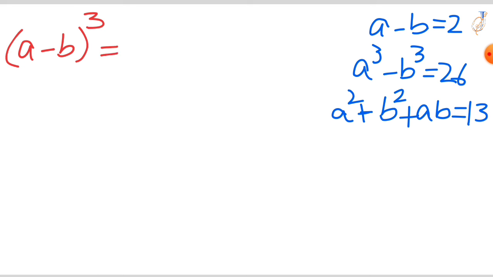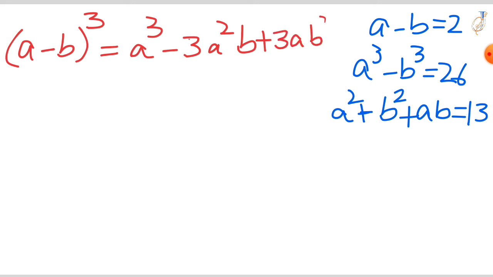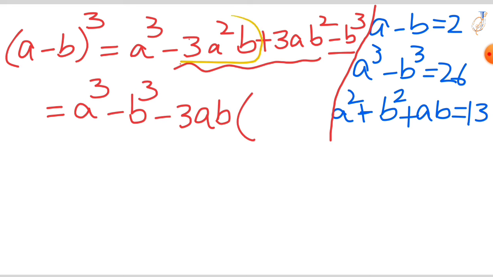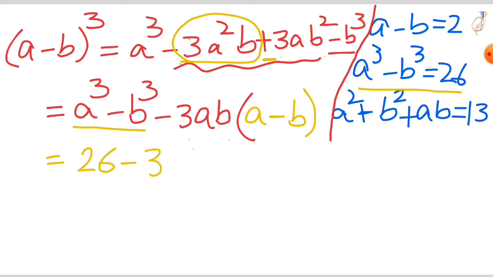So recall the cubic identity, a minus b whole cube. What is the formula of a minus b whole cube? It is a cube minus 3a square b plus 3ab square minus b cube. This we can write as a cube minus b cube, then in the second term take 3ab common, you are left with a. In 3ab square, take minus 3ab as common, then you are left with b. And we know that a cube minus b cube value is 26. Minus 3 times ab, we don't know the ab value, so just write it as it is.